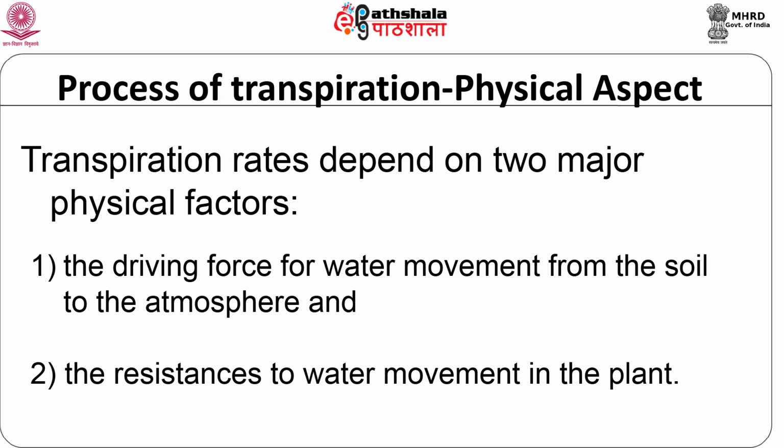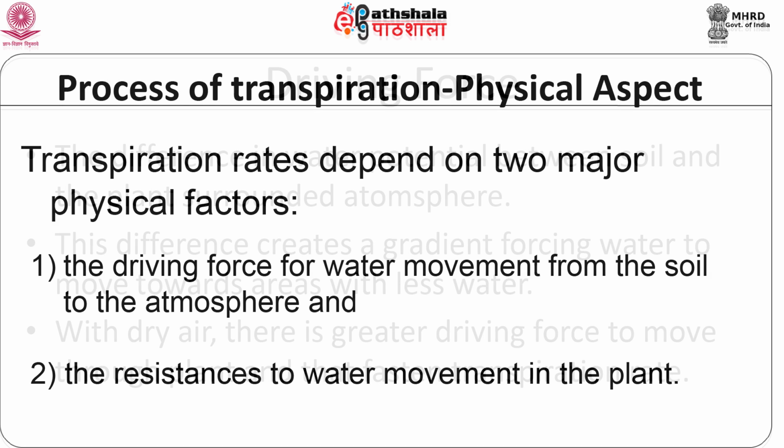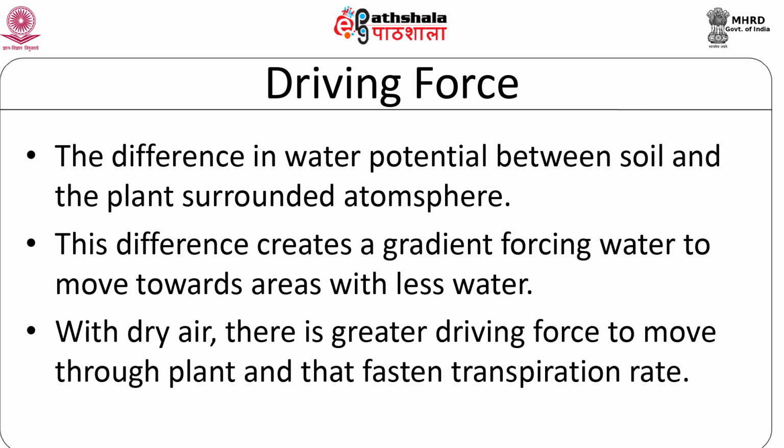Transpiration rates depend on two major physical factors. The first one is the driving force for water movement from the soil to the atmosphere, and the second one is the resistance to the water movement in the plant. The driving force for transpiration is a difference in water potential between the soil and the plant surrounding atmosphere.